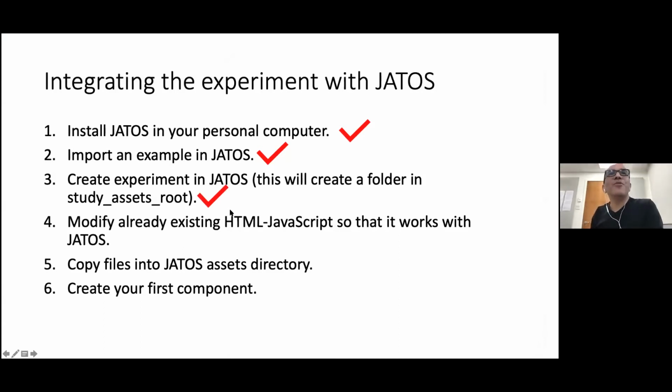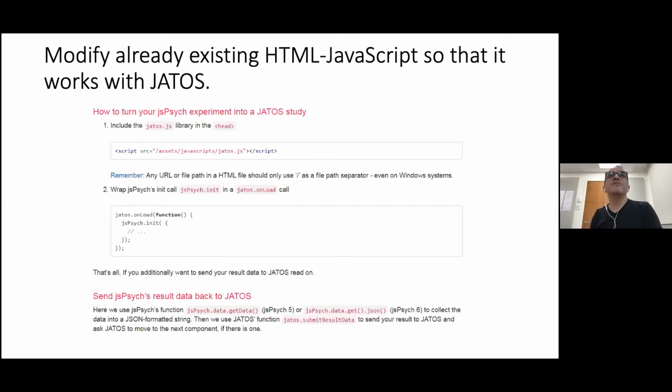So now it says modify already existing HTML JavaScript so that it works with JDOS. This part could be a little tricky, but the idea is that you have your experiment running in JavaScript, and then you have to use a few lines of code to make it work in JDOS. What are those lines of code? This is it. I suggest that you go through this in detail later on at your own pace.